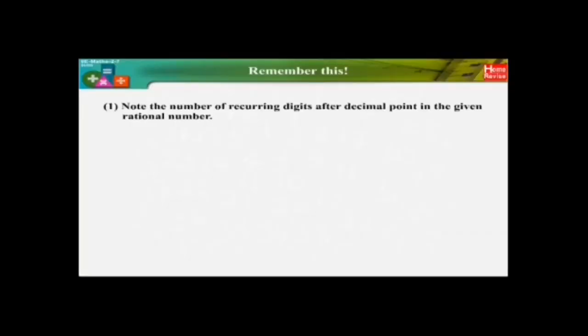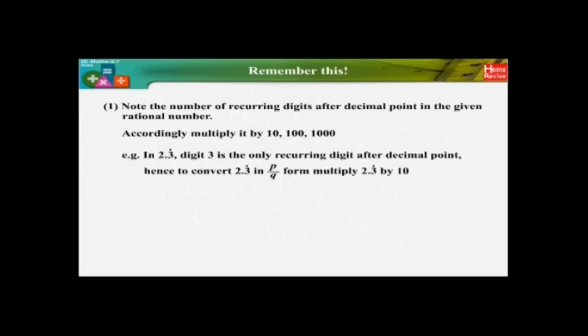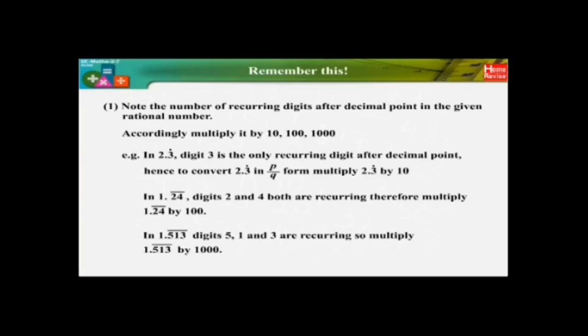Remember this. 1. Note the number of recurring digits after the decimal point in the given rational number. Accordingly, multiply it by 10, 100, 1000 and so on. Example: in 2.3 bar, digit 3 is the only recurring digit after the decimal point. Hence, to convert 2.3 bar into p by q form, multiply 2.3 bar by 10. In 1.24 bar, digits 2 and 4 both are recurring, therefore multiply 1.24 bar by 100. Similarly, in 1.513 bar you have to multiply it by 1000.